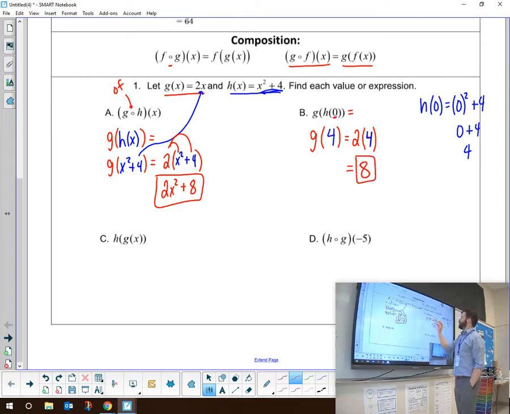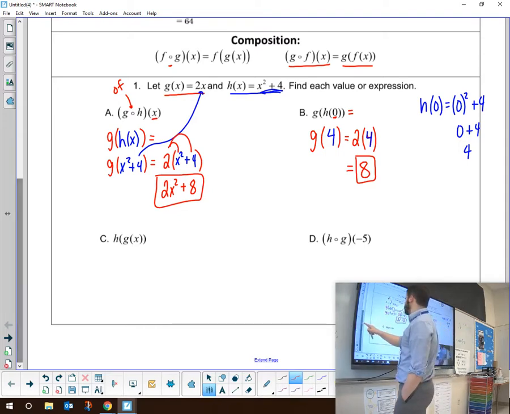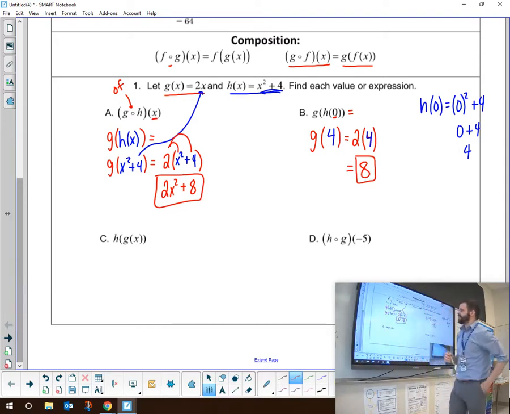Whenever you have a whole number inside of your parentheses, you're probably going to get a whole number as your answer. Whenever you have it stacked with just an x, you're probably going to have an x or x's as your answer. Okay, so look at letter C here. We have h of g of x. This is the same thing that we did for a. It's just written out there for us.